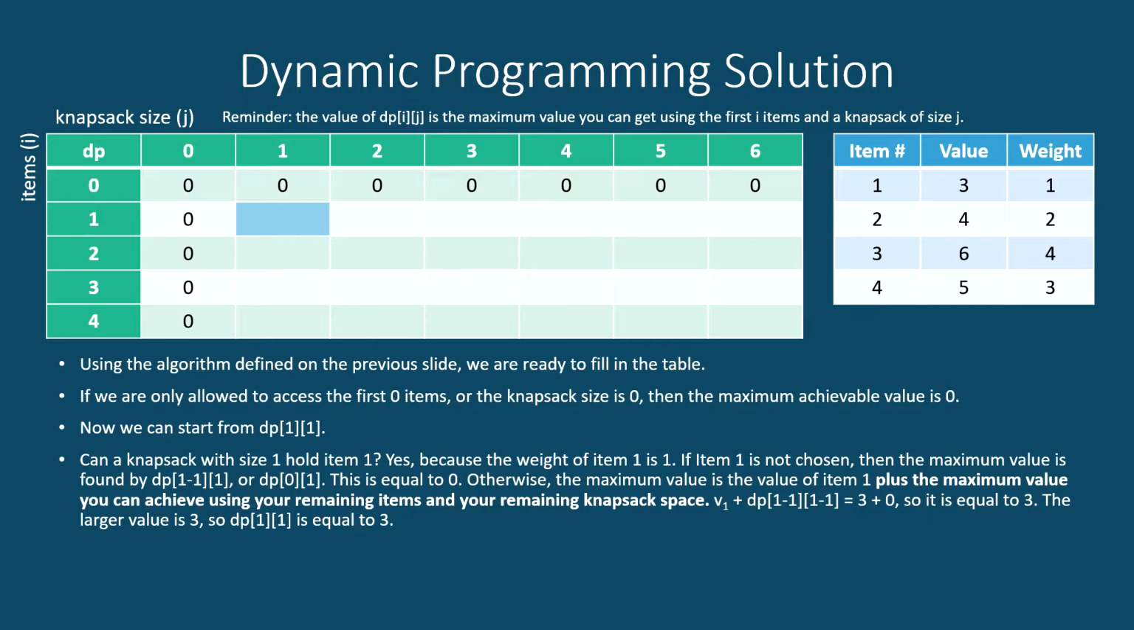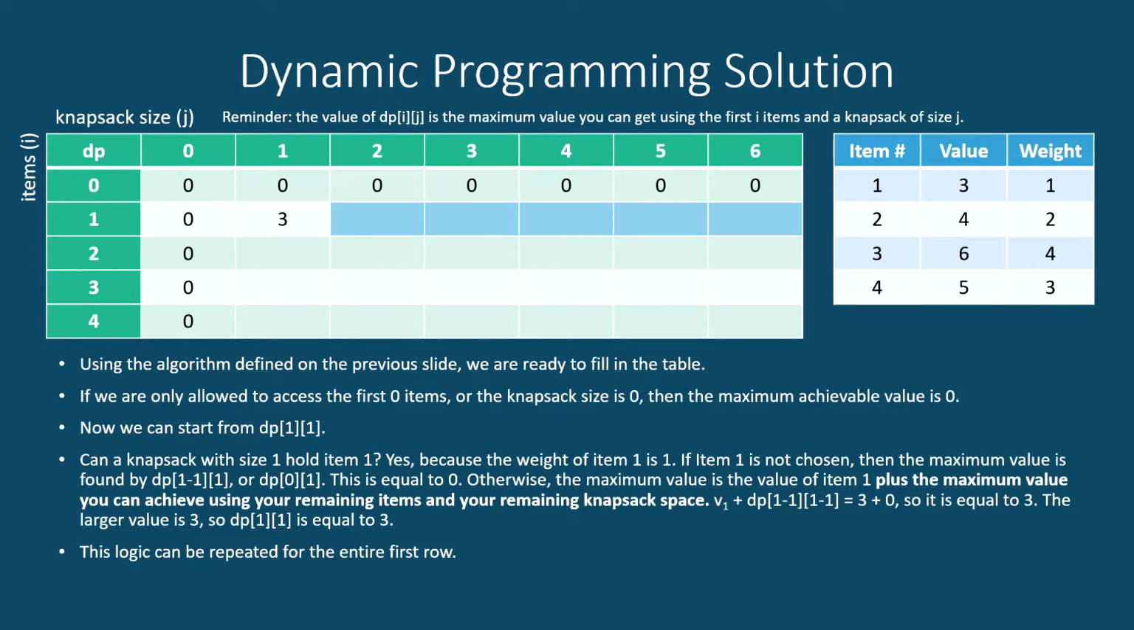Otherwise, if item 1 is chosen, the maximum value is the value of item 1 plus the maximum value you can achieve using the remaining items and your remaining knapsack space. The value of item 1 is 3, and dp[0][0] is 0. Adding them gives us 3. Since this is the larger value, dp[1][1] is equal to 3. This logic can be repeated for the entire first row.